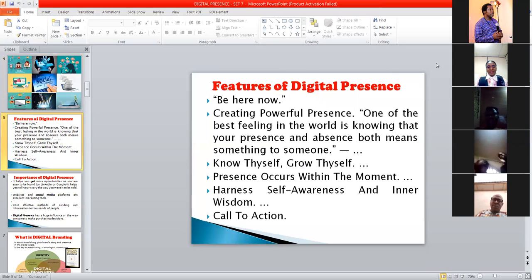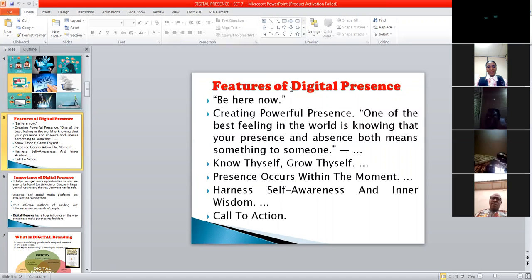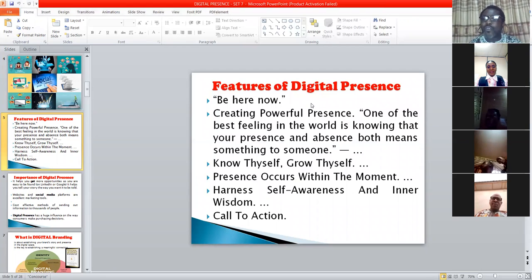Now, by the time I say be here now, I think I need to begin to explain some things to you at this point. When we say be here now, what that simply means is that you are there anytime you are needed. At times, some people don't understand the importance of when they are needed. By the time someone needs your CV, and you are now running to your car to go and bring your CV, no, that's nothing. Your CV by now should be in the cloud.